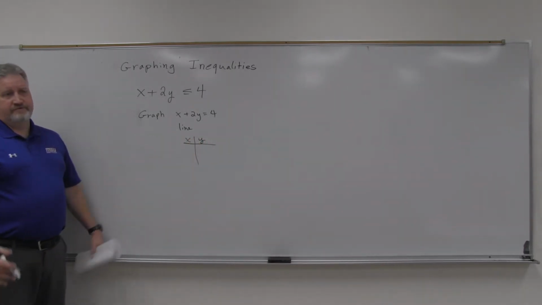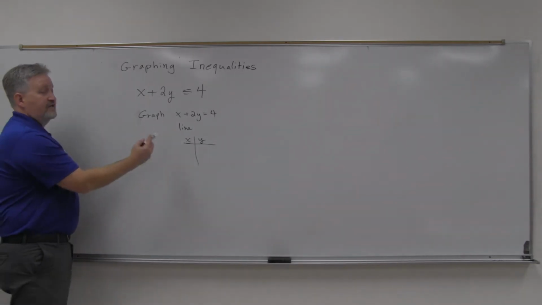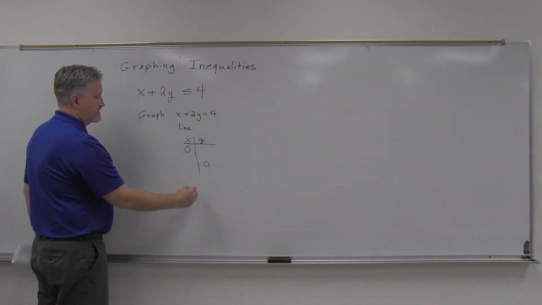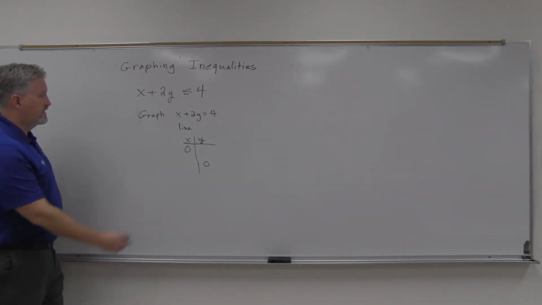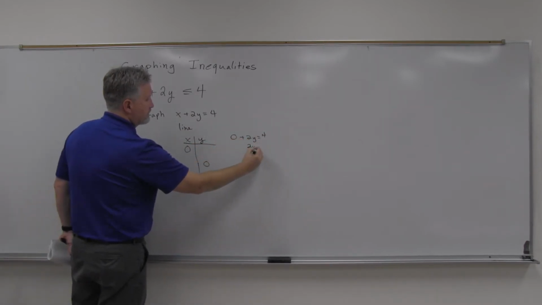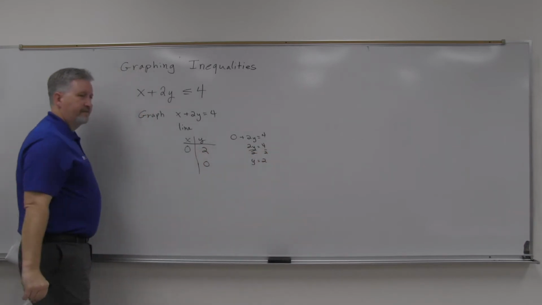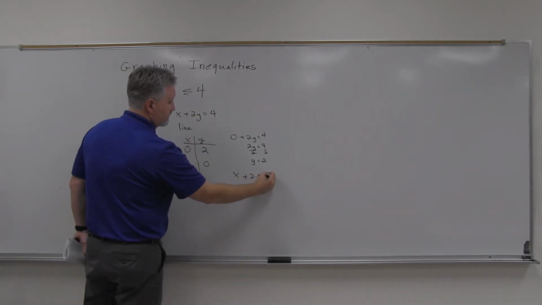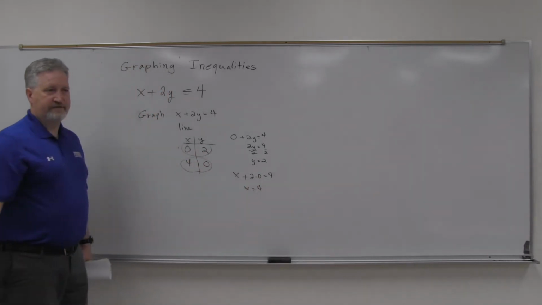You can do x equals 0, x equals 1, x equals 2, whatever your choice. What I like to do are the intercepts. The x is 0 and then the y is 0. They seem to be pretty easy ones to get. So if x is 0, we got 2y equals 4. So y would be 2. You can see it worked out there. And then if the y is 0, we'll have x equals 4. And so that gives us two points there to graph.